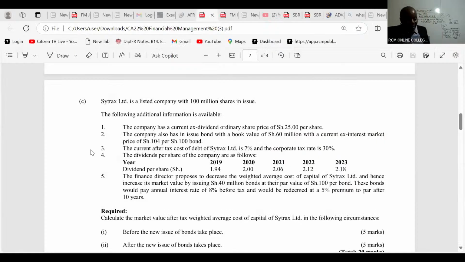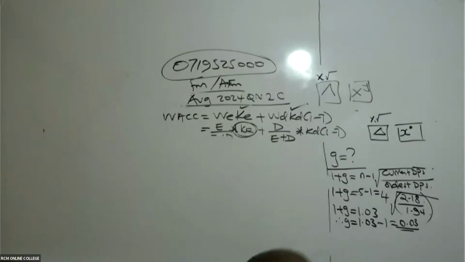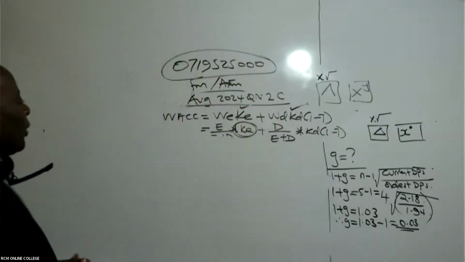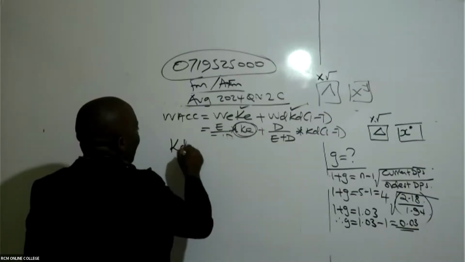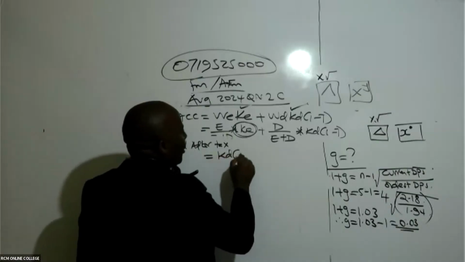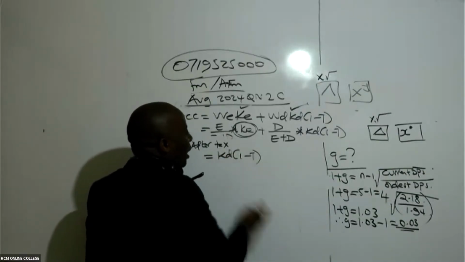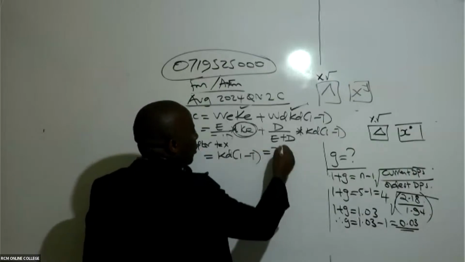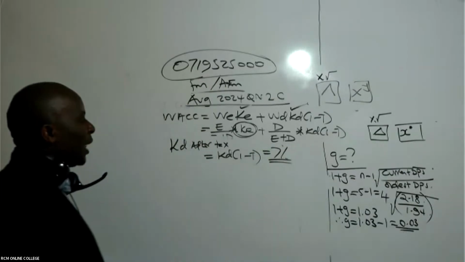So the information given here about cost of debt, what are they telling us? You can see here, the current after-tax cost of debt, KD, is 7%. So basically, they have given me the KD after tax, which is the same as saying KD times 1 minus tax. Already they have adjusted for tax. They have subtracted that tax, which is 7%. KD after tax is 7%.